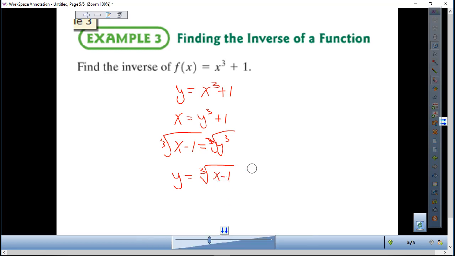Now, here's the situation that we need to ask. Is this a situation where we've got more than one y value for any given value of x? If we plug an x in here, is there any x we can plug in there that we're going to get more than one different y value? And in this case, there's not. So f inverse of x is equal to the cube root of x minus 1. So we don't have that plus or minus thing when we're taking an odd root. If this had been a square root, it's another story. But because it's an odd root, we're okay.